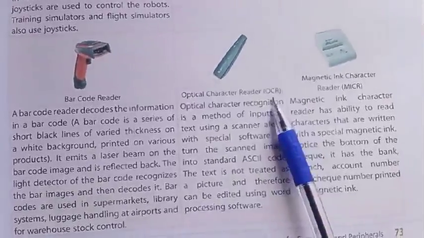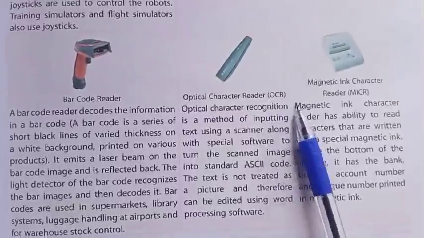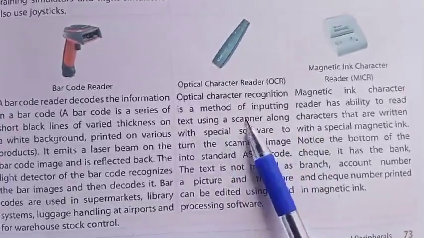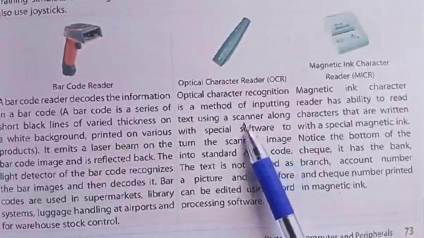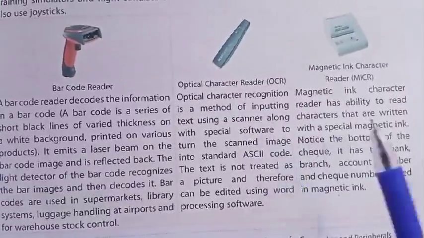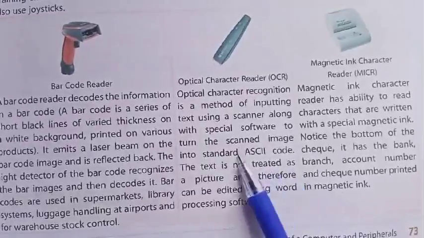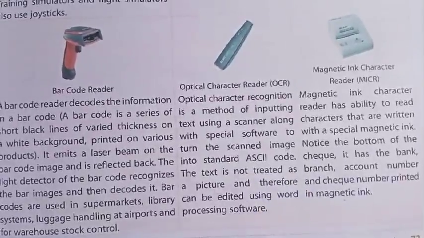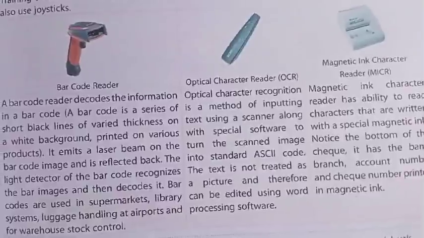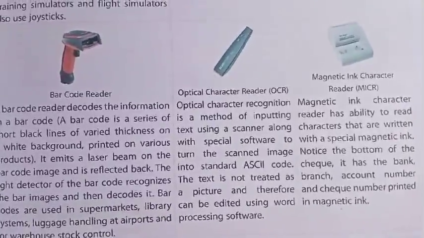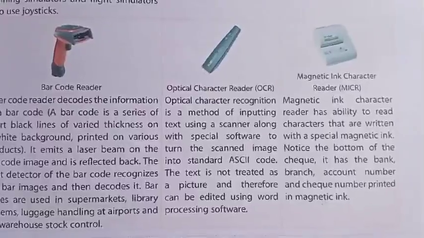Then we have the optical character reader, which is called OCR. This is a method of inputting text through the scanner, but it has a special type of software that will convert the characters into ASCII codes. These are the American Standard Codes for every text. So this gets converted into ASCII code. Therefore, the processing can be done fast, accurately, and easily.